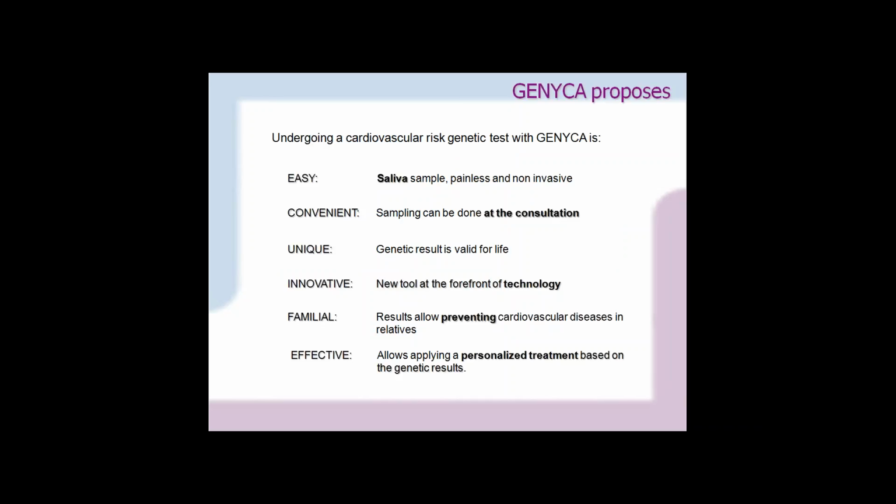Undergoing a cardiovascular risk genetic test with Genyca is easy. We use a saliva sample, painless and non-invasive. Convenient, the sampling can be done at the consultation. Unique, genetic results are valid for life. Innovative, this is a new tool for the specialist at the forefront of technology. Familial, results allow preventing cardiovascular diseases in relatives. And effective, the specialist is going to be able to apply a personalized treatment based on the genetic results.